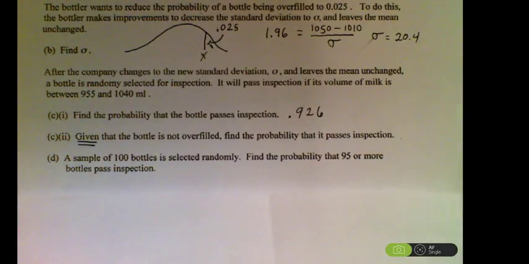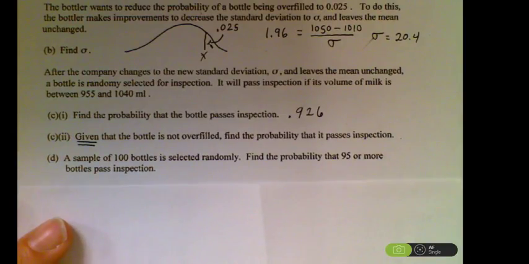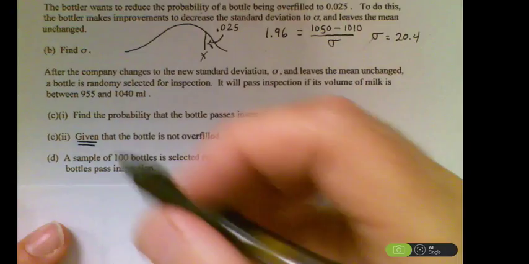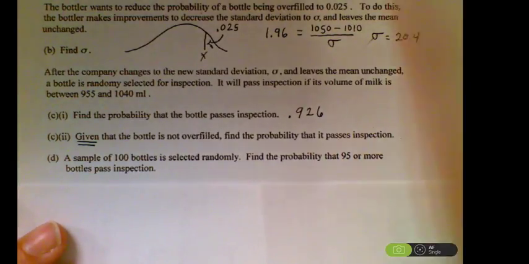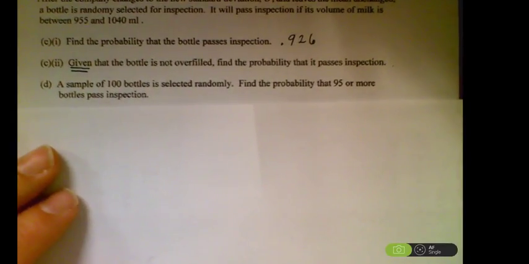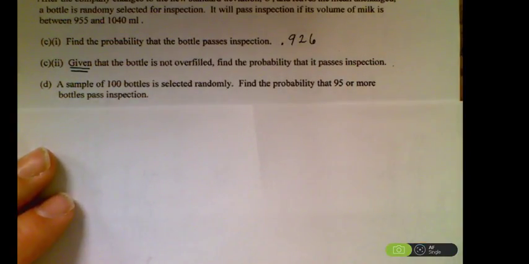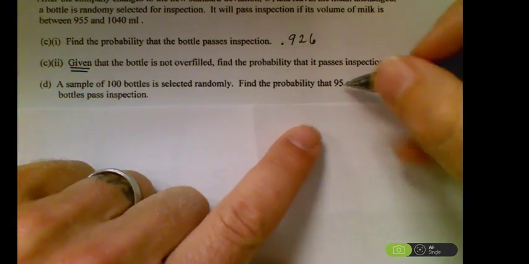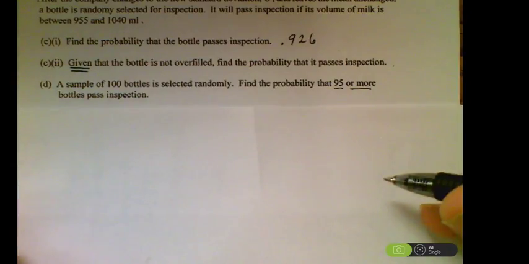Part D, last question. A sample of 100 bottles is randomly selected. What is the probability that 95 or more pass inspection? One thing to keep in mind is we are now dealing with a binomial situation here because I have multiple trials. This is no longer one scenario. It's now 100 scenarios. And so this is where the binomial features come into play. So we got that 100 bottles. That's our number of trials. And we're looking for the probability that 95 or more pass inspection. One thing you got to keep in mind here is that 95 is inclusive with that statement. So they're talking about 95 and above.